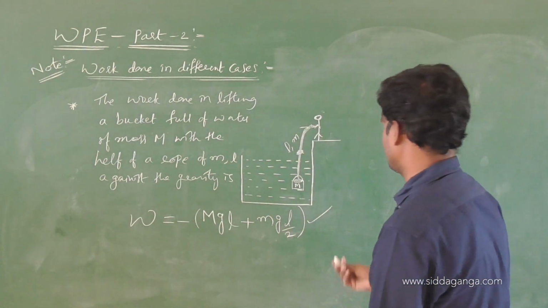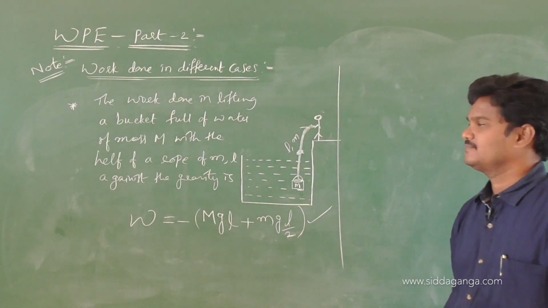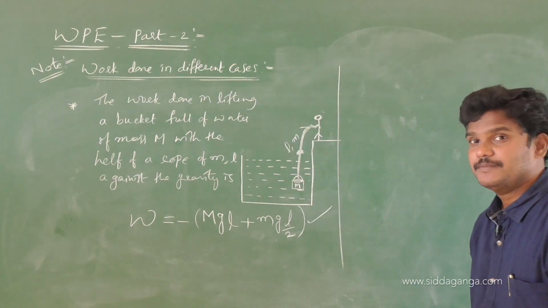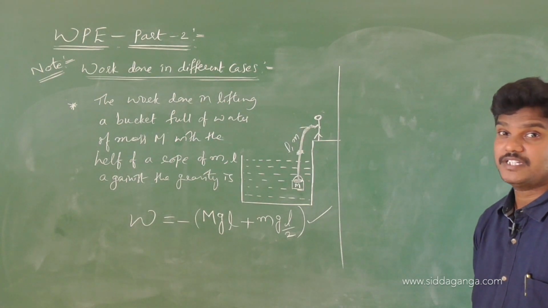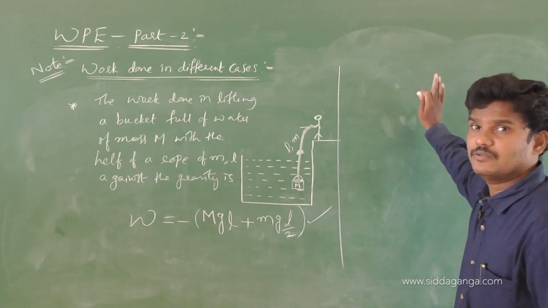Okay, see the next concept. So for the rope, what did I write? mgL by 2. Don't write capital M plus small m into gL. Don't expect it like that.